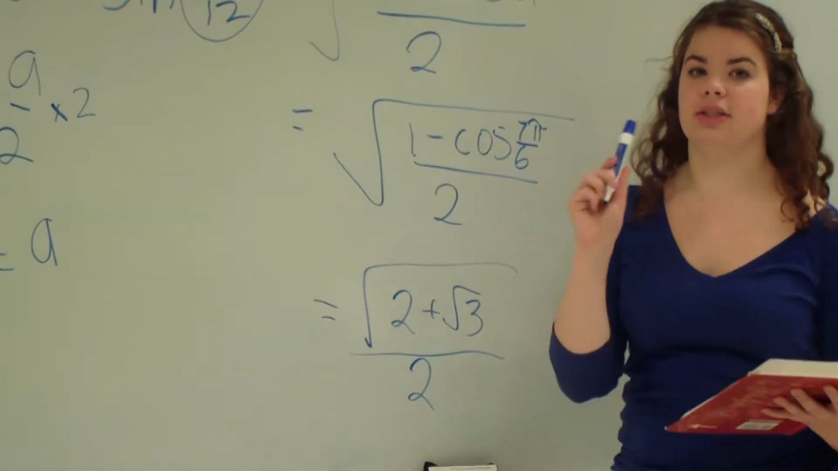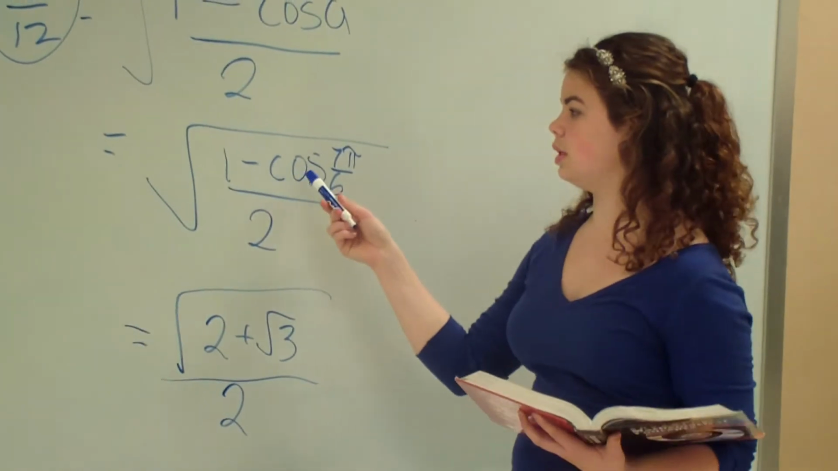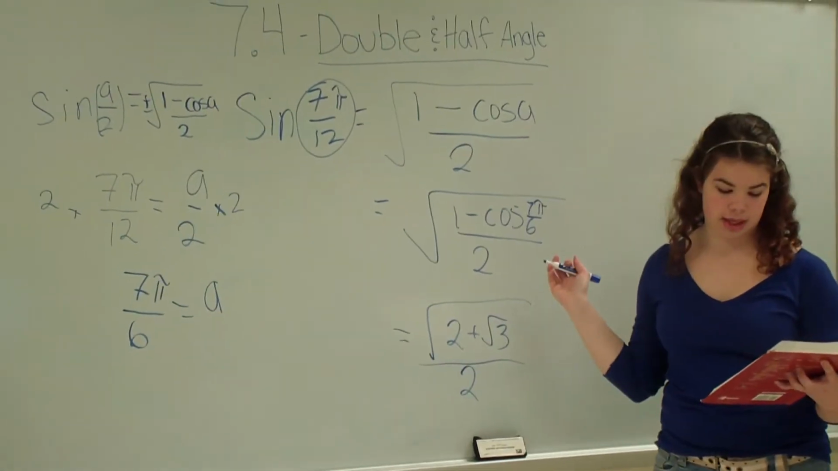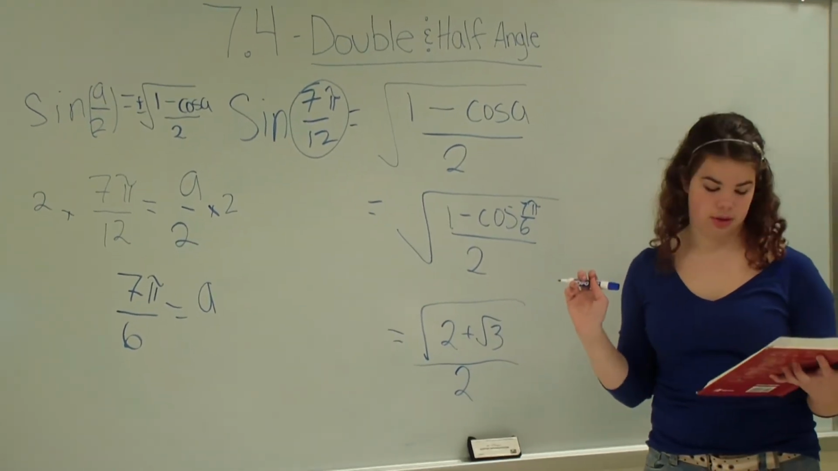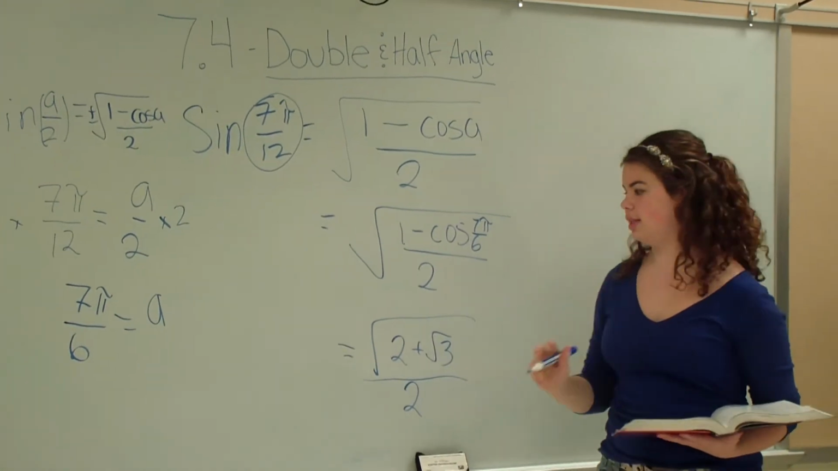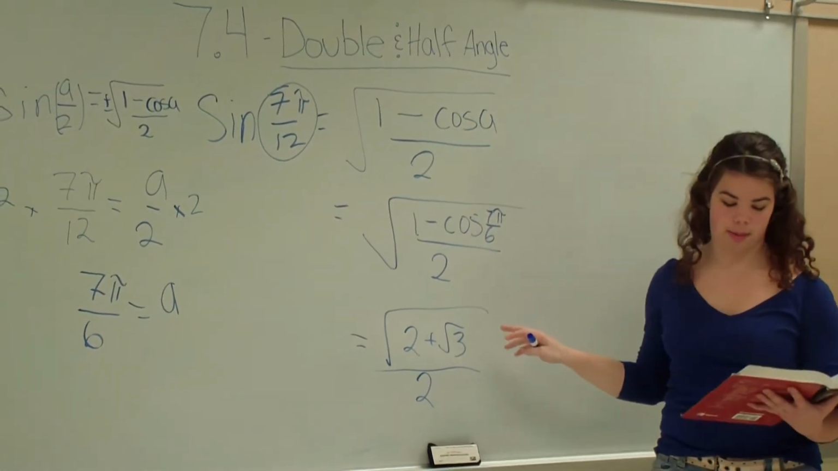And you can find this answer in your calculator, or if you use what cosine of 7 pi over 6 is, that should be negative square root of 3 over 2, and then you simplify this whole radical. But that's your math concepts. This is how you would want to approach this problem.